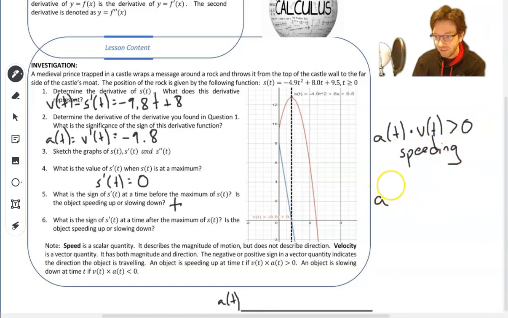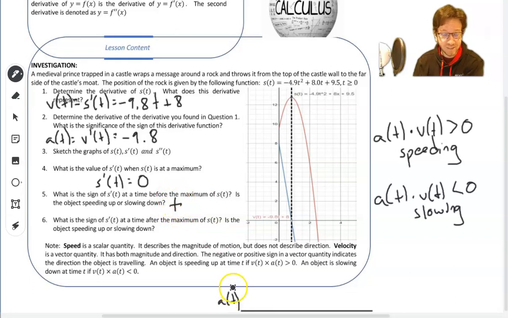However, if you take acceleration and multiply it by velocity, and that's going to be a negative value, you're slowing down. So in this case, acceleration is negative, meaning if velocity is positive, multiply a positive with a negative, you get a negative. So that's less than 0. So in this case, we're slowing down.